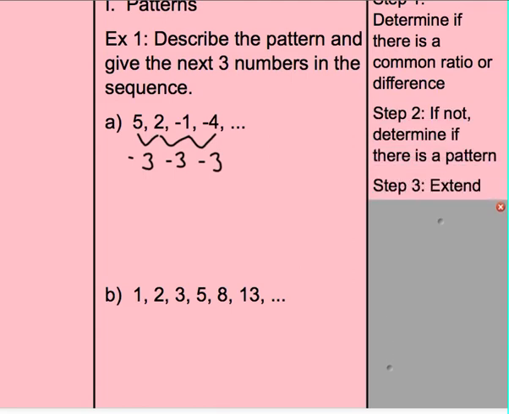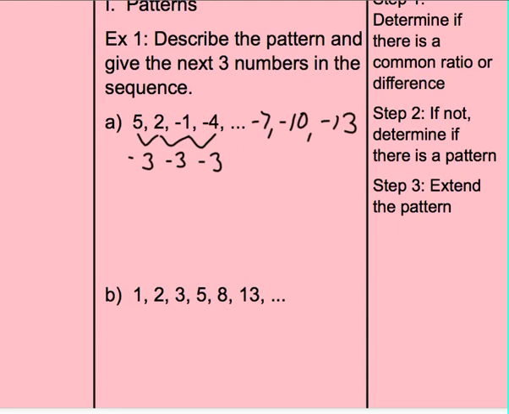All right, step 2, if not, so we can skip step 2 because we found a common difference. And then step 3 is extend the pattern. So the way we do that is continue to add or subtract that amount that we just found. So -4 minus 3 is -7, minus 3 is -10, minus 3 is -13. So those would be the next three numbers in our sequence.